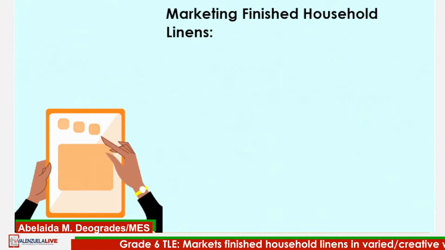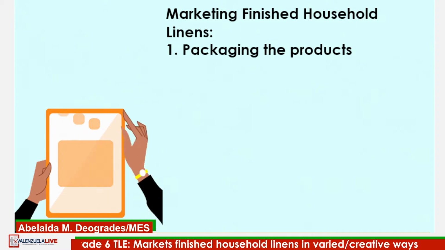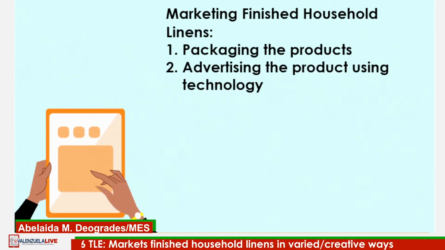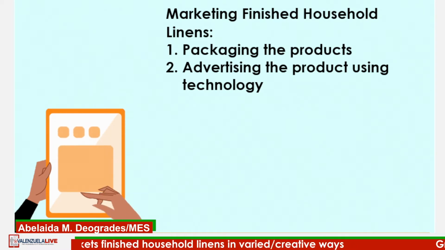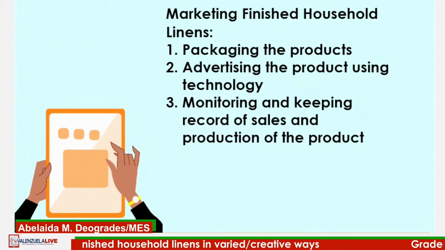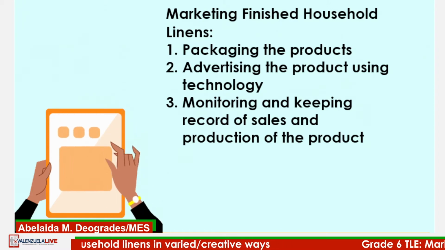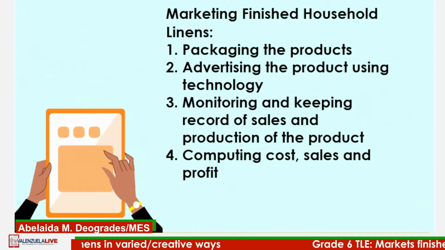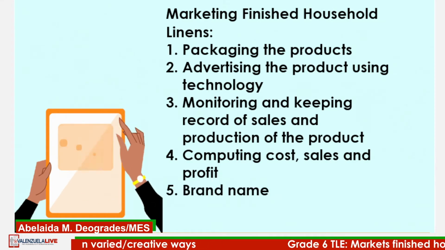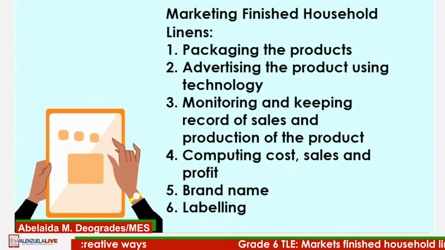Next, marketing finished household linens. First, packaging the product. Number 2, advertising the product using technology. Number 3, monitoring and keeping records of sales and productions of the product. 4, computing costs, sales and profits. 5, branding. And 6, labeling.